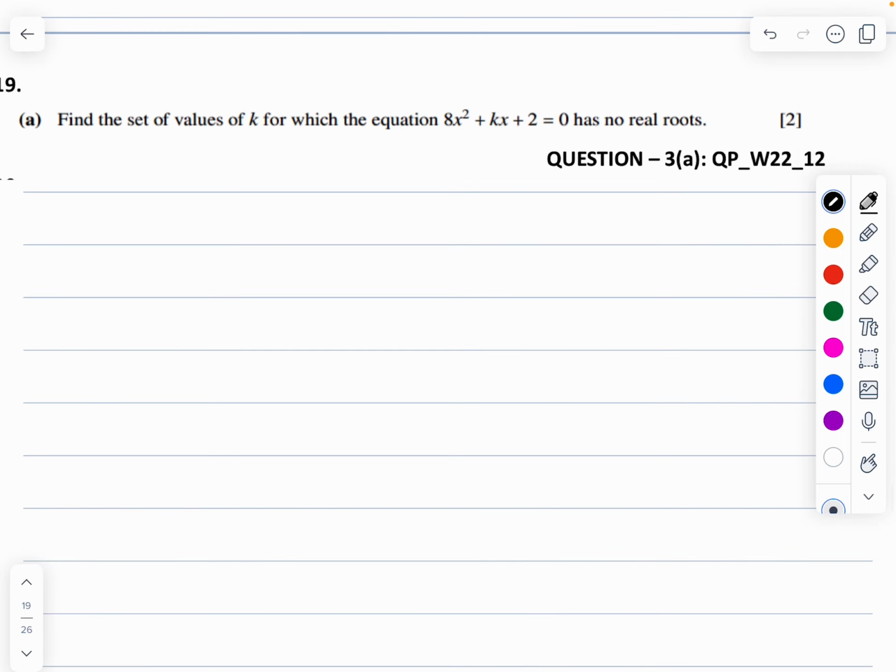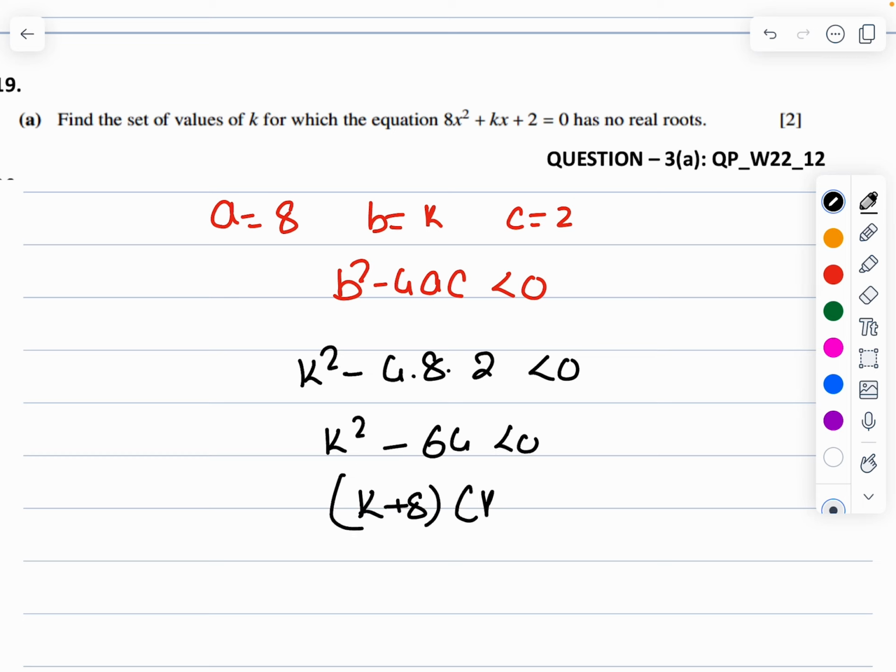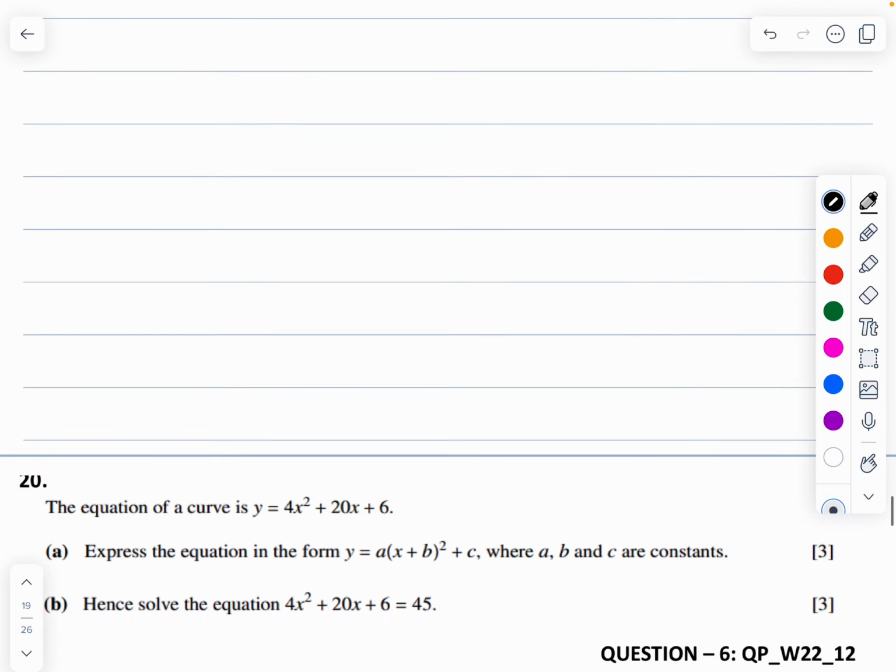Question number 19. Set of values of k for which it has no real roots. So a value is 8, b value is k, c value is 2. No real roots means b square minus 4ac is less than 0. So it becomes k square minus 4 times 8 times 2 is less than 0. k square minus 64 is less than 0. It becomes k plus 8 times k minus 8 is less than 0. So k is greater than the smaller root on the left hand side and less than the bigger root on the right hand side.